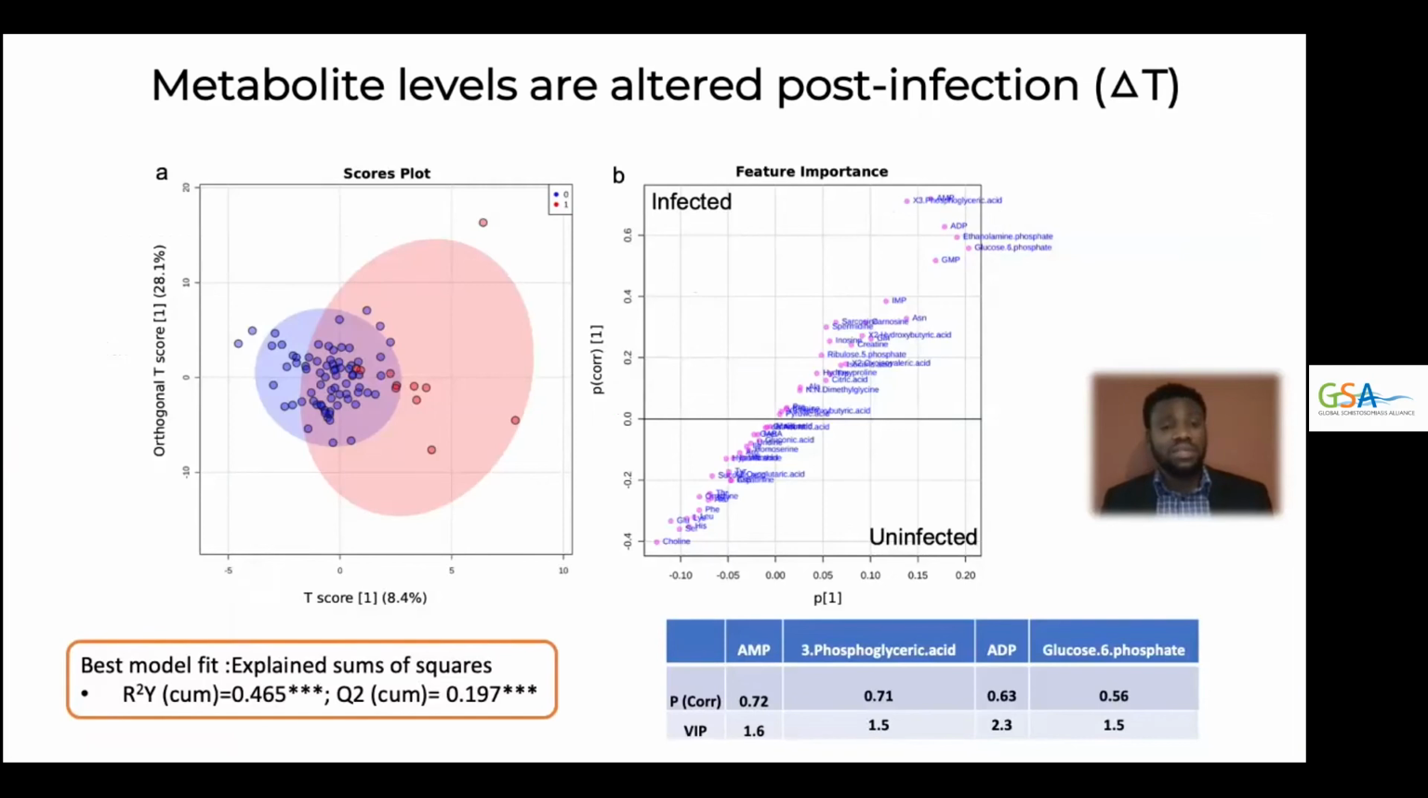So like we did with the baseline data, we adjusted for age and sex and used the residuals in a multivariate analysis model to determine specifically which metabolites were contributing to this infected-uninfected group separation. As you see on your left-hand side, the OPLS-DA model clearly showed this separation, and its corresponding S-plot, which was used in conjunction with specific cutoffs, i.e. the P-core and the VIP values, showed that AMP, 3-phosphoglyceric acid, ADP, and glucose 6-phosphate were the most significant metabolites contributing to this between-group separation.